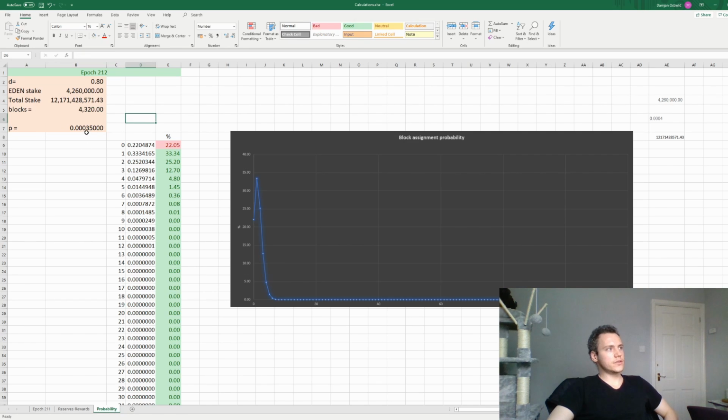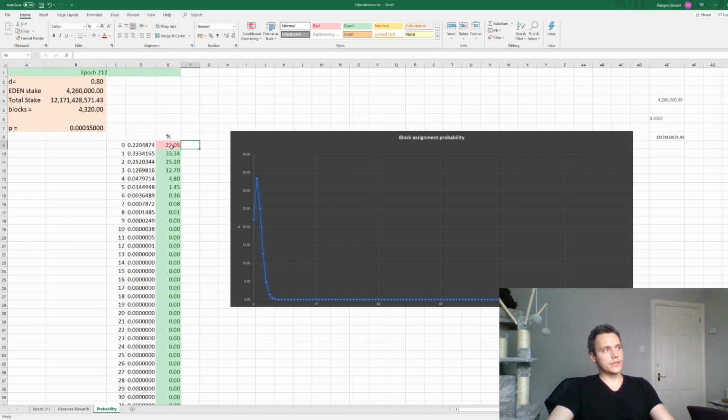Now, what is this P? This is the probability of getting a slot assigned to you for each block that gets assigned. So we have 4,320 blocks that are going to be produced by stake pools. And for each one of those blocks, I have 0.00035 chance of getting that block assigned to me. So for most of them, it's not going to be assigned to me. But because this number is sort of high, there actually is a good chance that I'll get at least one block.